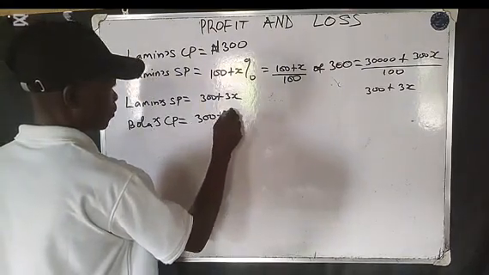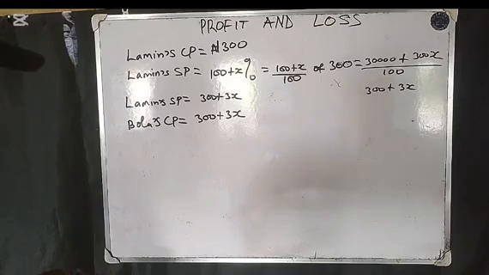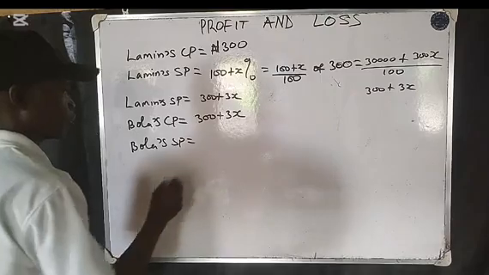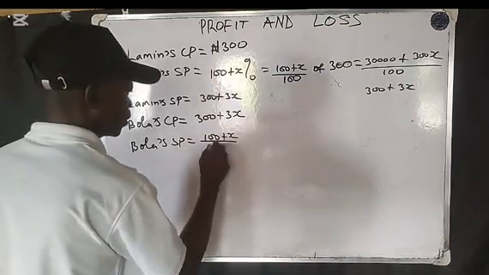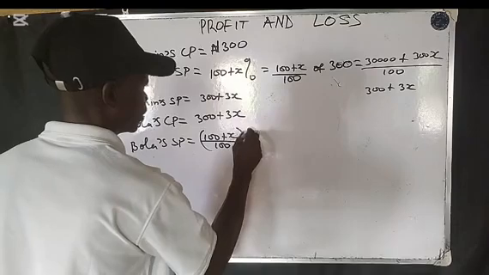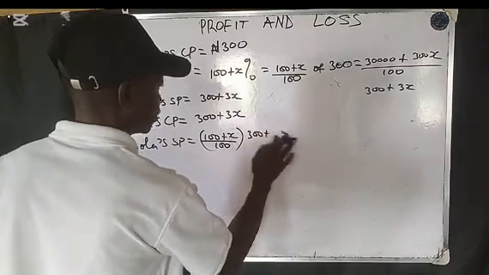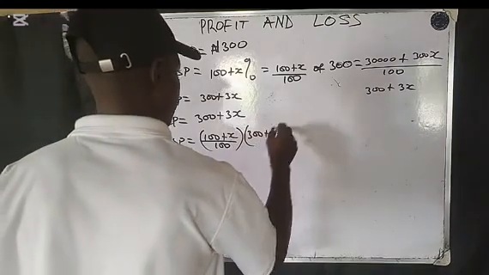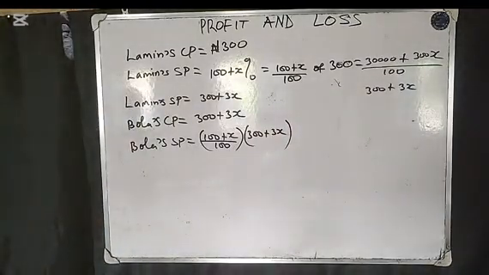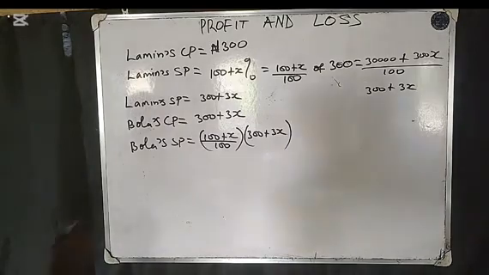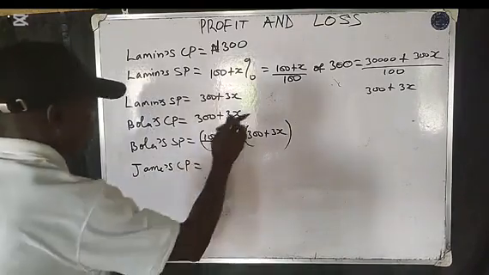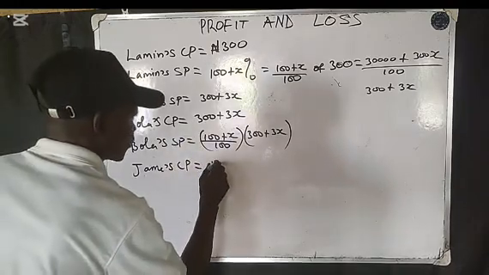So what happens again? Bola then sold it to James. So Bola's selling price is equal to 100 plus X over 100 times 300 plus 3X. That's how we reduce this. What's the next thing they are saying? Bola then sold the same book to James at a profit. This is James' cost price, which is still the same as Bola's selling price.